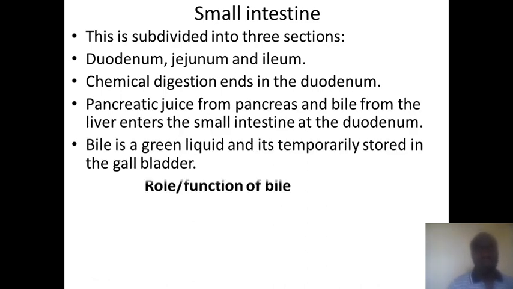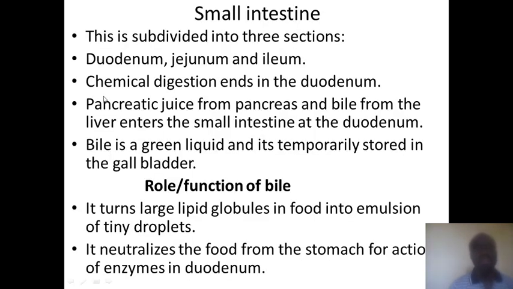In the duodenum, the first section, we have pancreatic juice and bile released. The pancreatic juice is produced from the pancreas, and the bile is produced from the liver. So they all join the small intestine at the duodenum. But before bile is released into the duodenum, it is temporarily stored in the gallbladder.